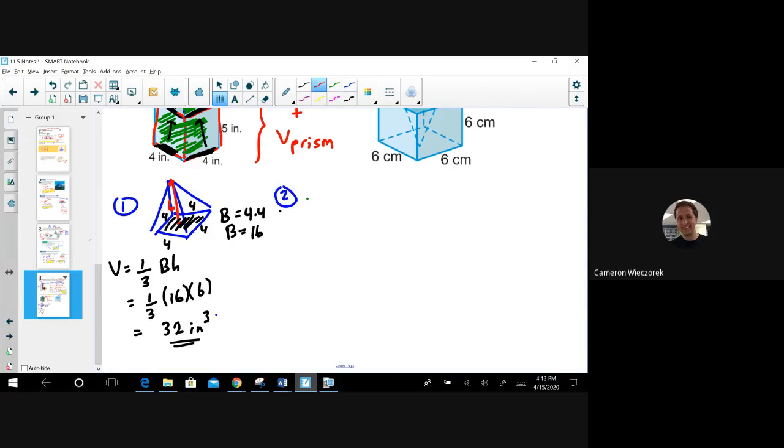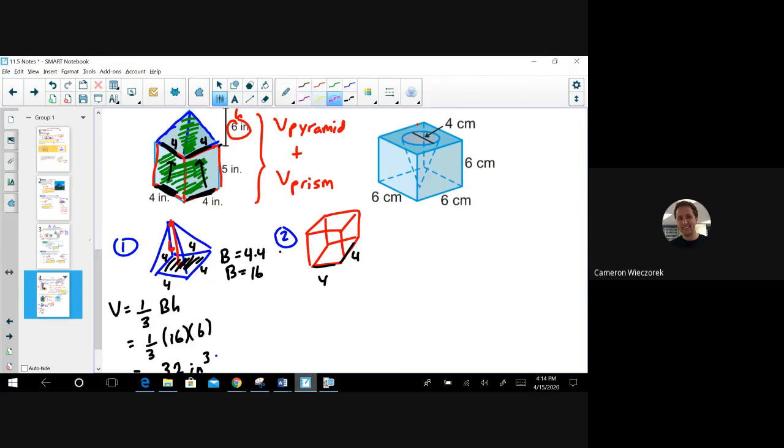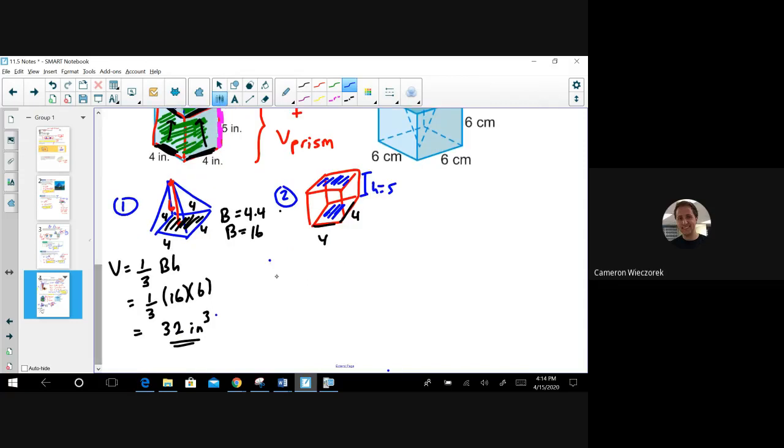Now I have to do the prism on the bottom. I'm just going to draw my prism. The bottom length and width is 4 by 4, nice square. And the height of, not the pyramid this time, the height of the prism is 5 from base to base. So from bottom base to top base, this distance here is 5. So I'm just going to do base area times height. Notice I don't have a 1/3 in front of it this time because it's not a pyramid, it's a prism. So I'm using the formula from yesterday. The base area is going to be 4 times 4, so another 16. And the height I'm using this time is 5.